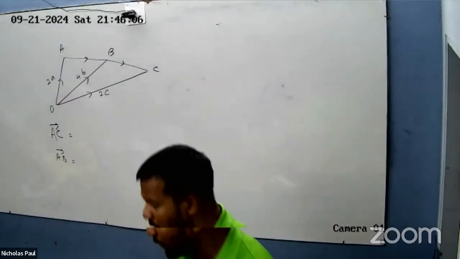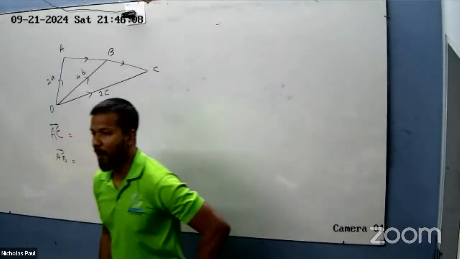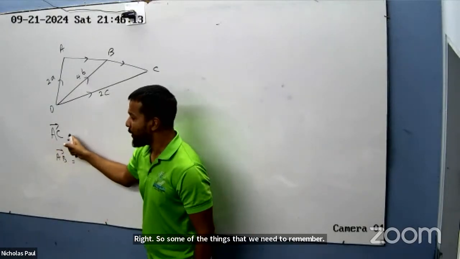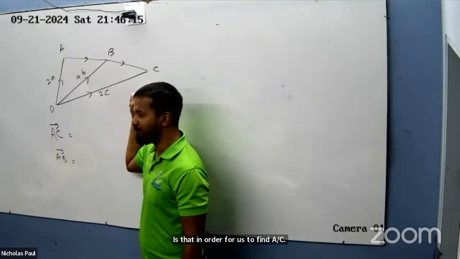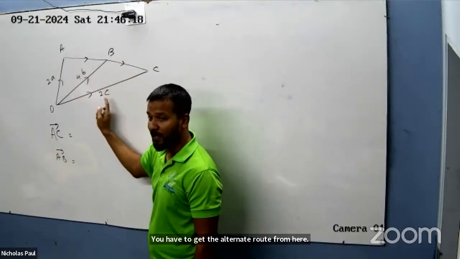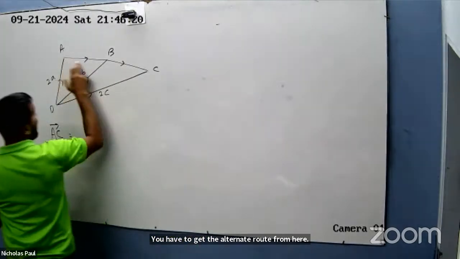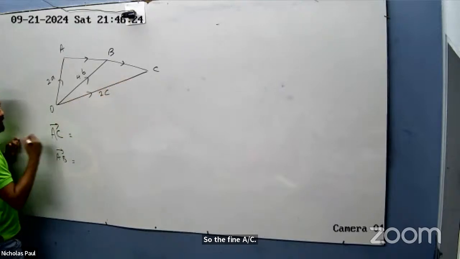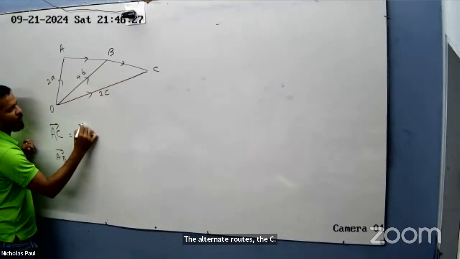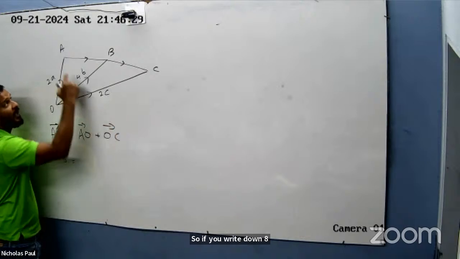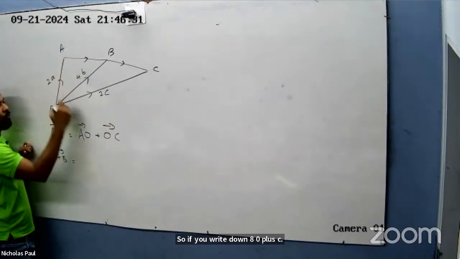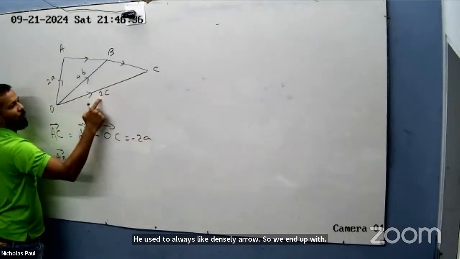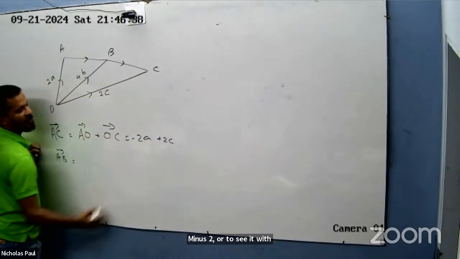Right. So some of the things that we need to remember is that in order for us to find AC, we have to get the alternate route from here to here, right? Following the triangle. So to find AC, the alternate route is A to O, O to C. So you write down A to O plus O to C. A to O is against the arrow, so we end up with minus 2A. O to C is with the arrow, so we write 2C.